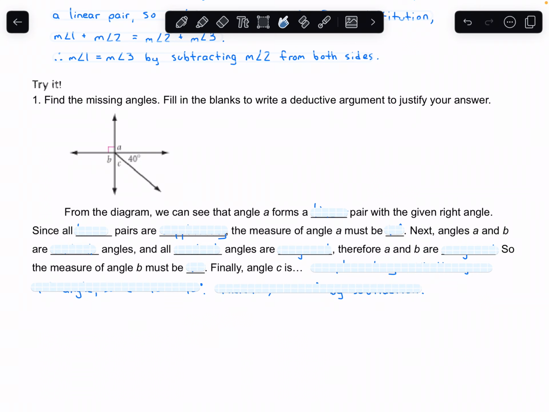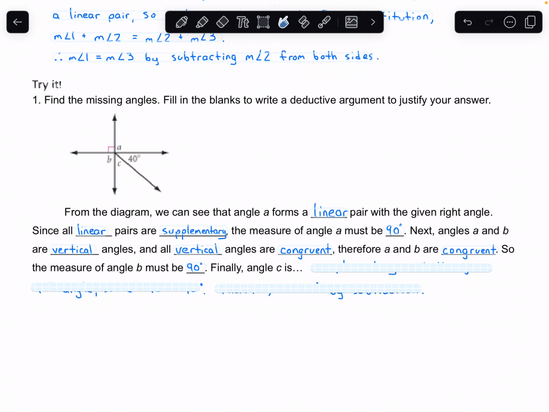All done? Welcome back. Let's check your answers. From the diagram, we can see that angle A forms a linear pair with the given right angle. Since all linear pairs are supplementary, the measure of angle A must be 90 degrees. Next, angles A and B are vertical angles, and all vertical angles are congruent. Therefore, A and B are congruent. So the measure of angle B must be 90 degrees.